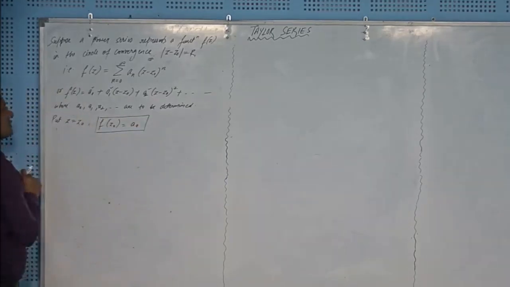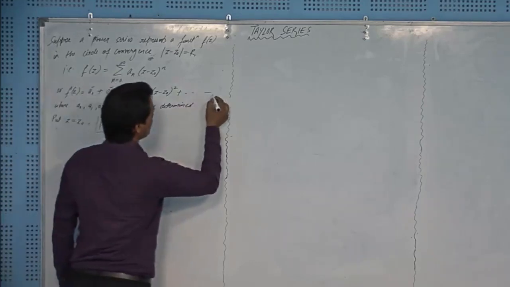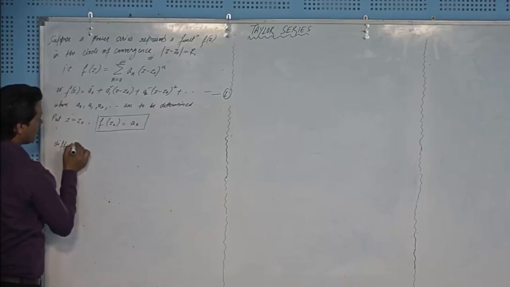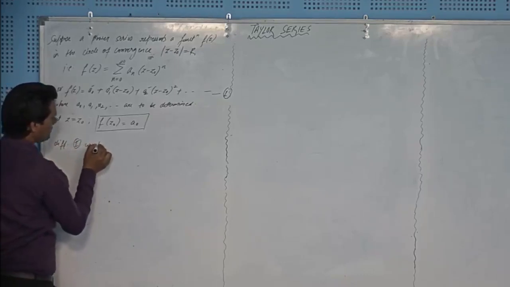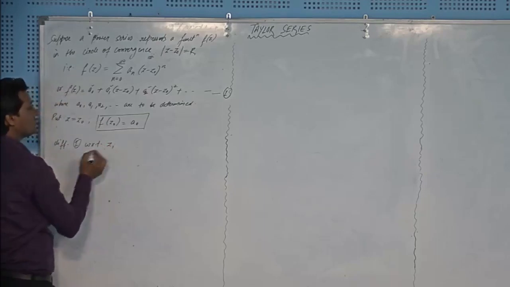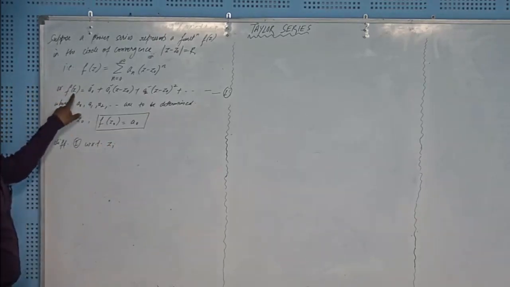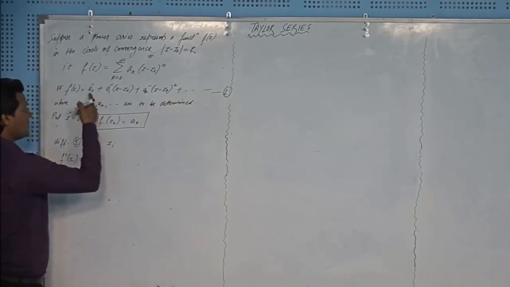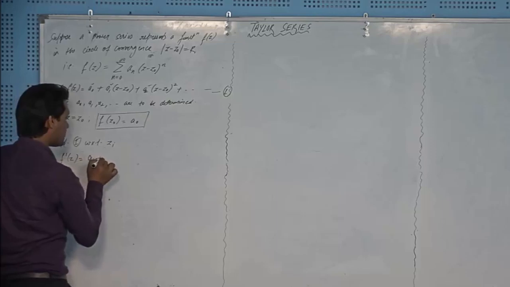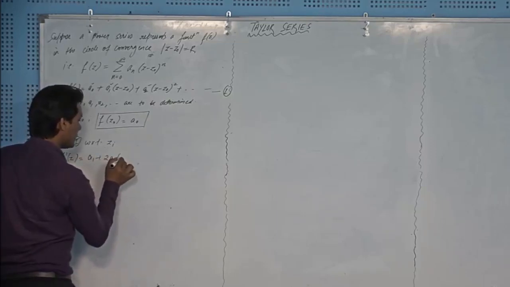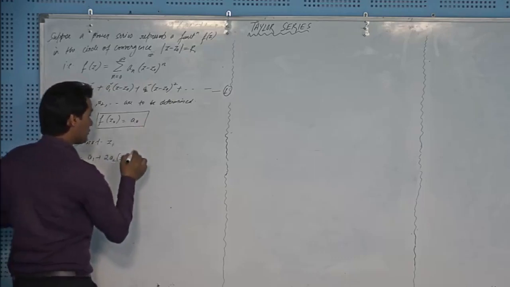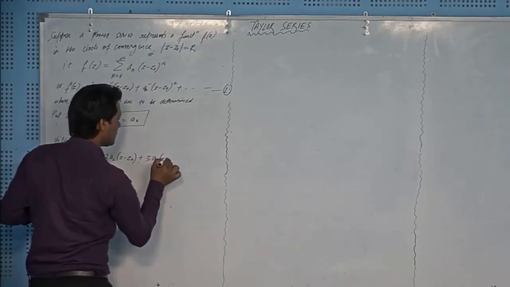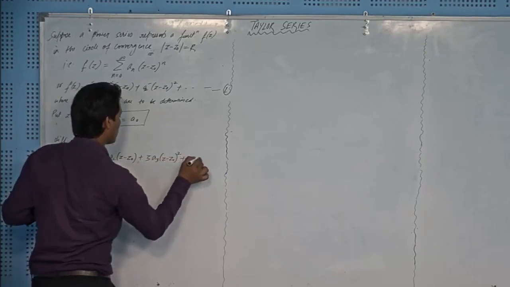And if we differentiate this series, let me call it equation number 1, differentiating the series first with respect to z, I will get on the left-hand side f'(z) equal to a1 plus 2 a2 (z − z0), and another term will be 3 a3 (z − z0)^2, and so on, right?